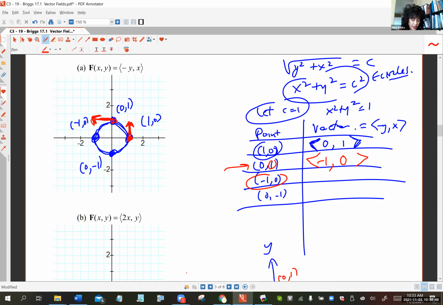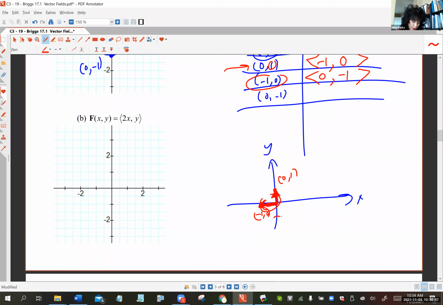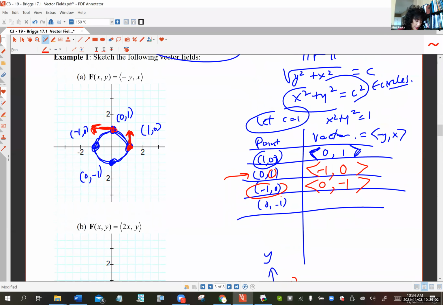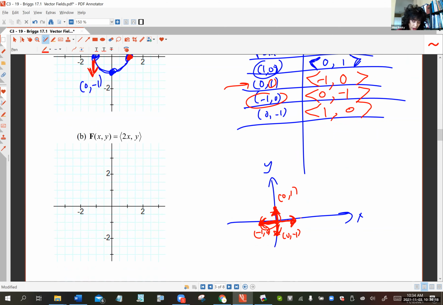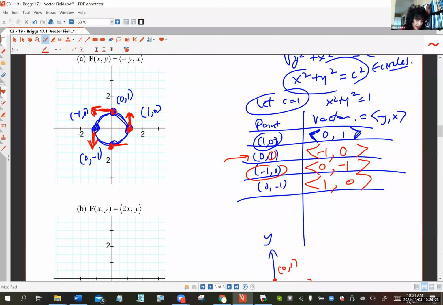And then next up, the point (negative 1, 0), his vector will look like <0, negative 1>. If you graph <0, negative 1> in standard position, that's a downward facing arrow of magnitude 1. And then finally, the point (0, negative 1): negative y is negative, negative 1, which is positive 1. And then x is the other component. <1, 0> is a vector pointing to the right of magnitude 1. And so you bring that over and have its initial point there.